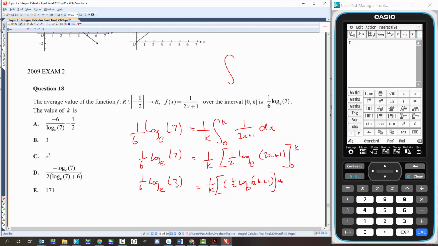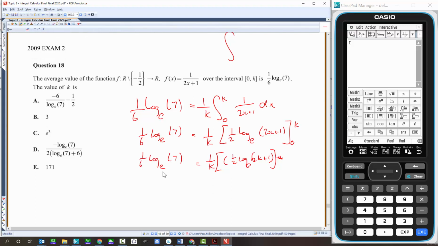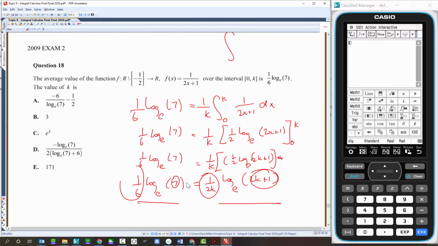Okay, now let's multiply this out. So I've got 1 over 6 log E7 equals 1 over 2k log E 2k plus 1. Now what we can do is we can just equate these off because this is the same as this. We can either let them equal each other or let them equal each other. Okay, I'm going to go with the thing being logged. I'm going to say that 7 equals 2k plus 1.